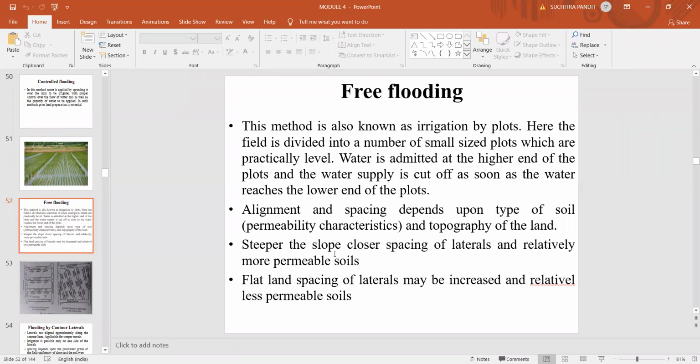So wherever you have steeper slope and permeable soils, the spacing of these laterals, because the land is divided into small size plots, can be reduced. And in case of flat land, spacing of laterals may be increased, and relatively less permeable soil.